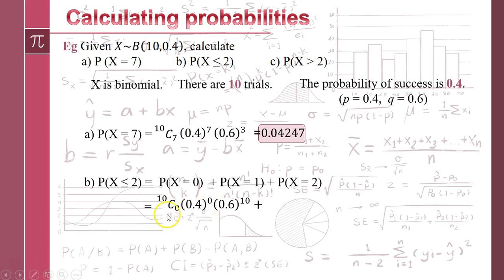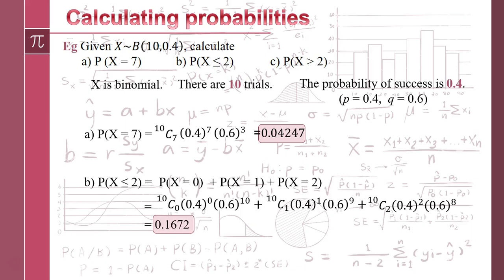Combinations, successes, failures. But if you have a look at that bit there, 10C0, that's got a value of 1. 0.4 to the power of 0, because we've got no successes, that's 1 as well. So we could just write this as 0.6 to the power 10. But I always tend to encourage that we're thinking about combinations, successes, failures. So that's the probability that X equals 0. That bit is the probability that X equals 1. And that bit there is the probability that X equals 2. Again, combinations, successes, failures. And put them all together into the calculator, and it spits out a value of 0.1672.